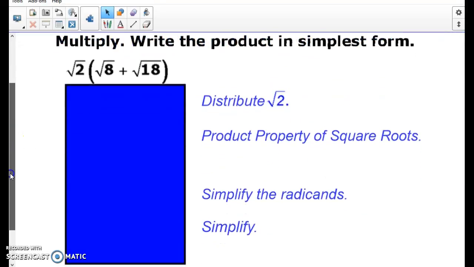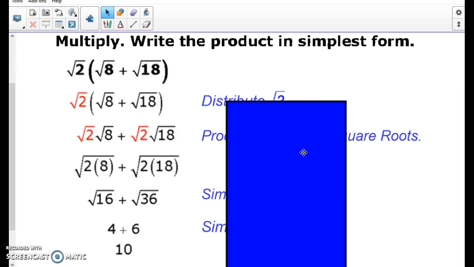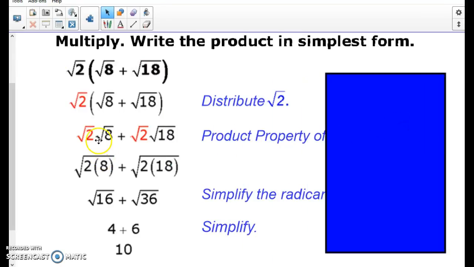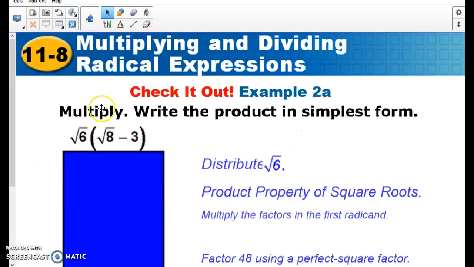Same thing here. So I'm really going to end up with 2 root 16 plus 2 times 18 is 36, which are going to give us some nice whole numbers there, because we know the square root of 16 is 4, and we know the square root of 36 is 6. So it really just ends up being 4 plus 6.